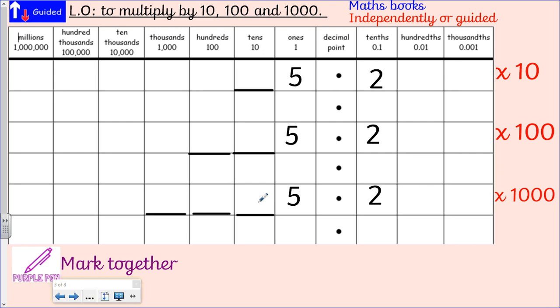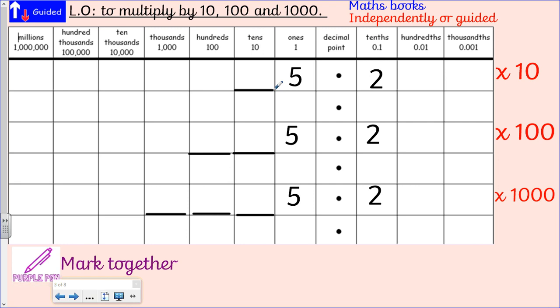So we've got three numbers to have a go at. We're going to times the same number by 10 and 100 and 1000. So much like before, have a go yourself, pause the video, and then come back onto the video and I'll show you how to do it, which is what I'm going to do right now.